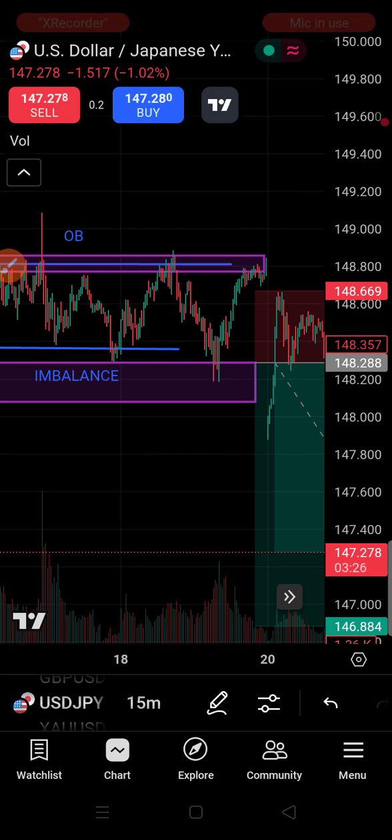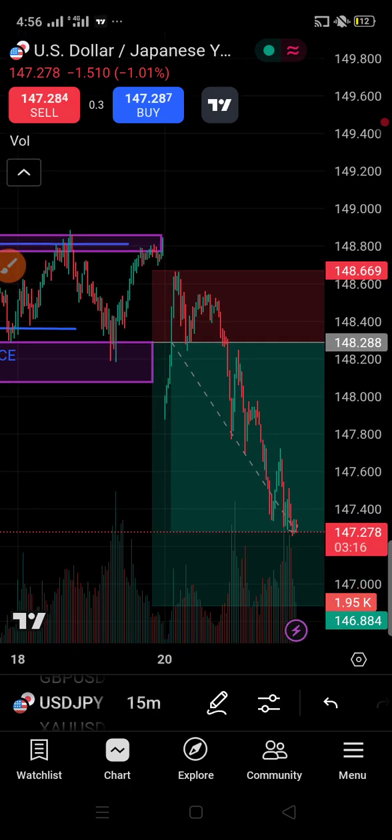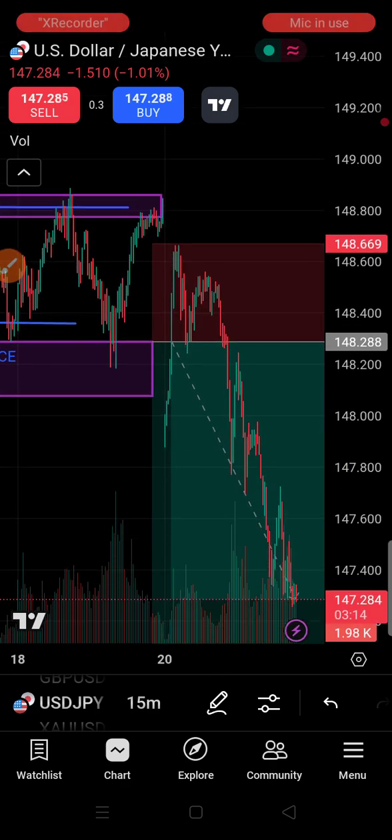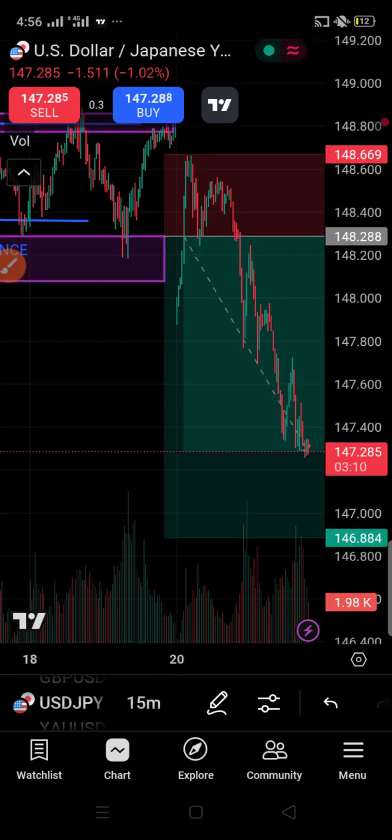First liquidity, second liquidity, and then boom, the market actually closed the imbalance, which is a confirmation. It closed the imbalance, and then we entered the sell position. Okay, so as you can see what is happening now, the sell position is moving perfectly, and there's another imbalance here as well. So the market has closed the imbalance, but it's still moving, still creating a lower low, a lower low, a lower low.